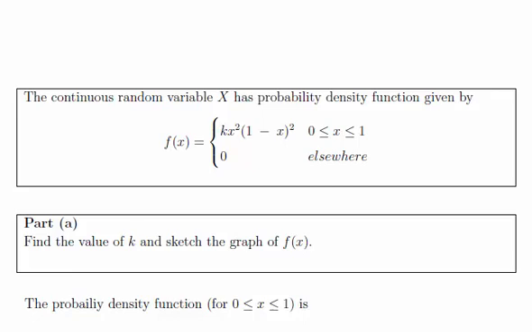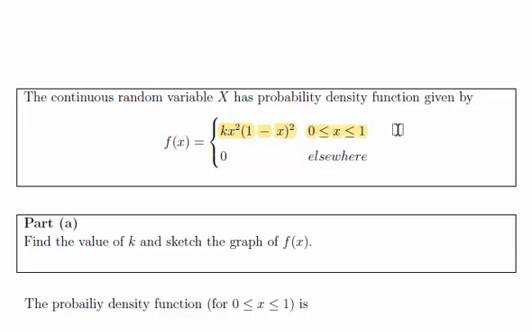Okay, in this presentation we're going to look at a continuous random variable question. So the continuous random variable x has probability density function given by this expression here. f of x is equal to kx squared times (1 minus x) squared, and the range of values there is 0 to 1.